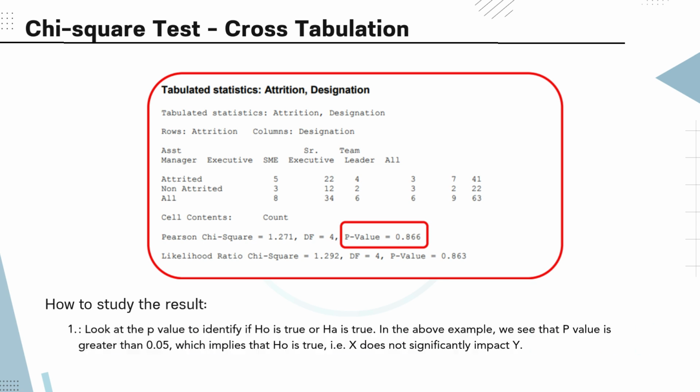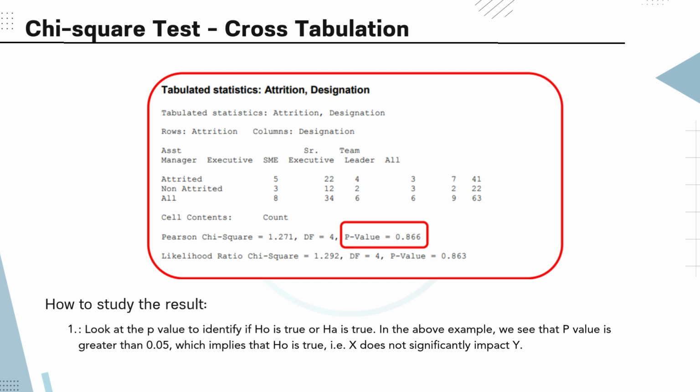This slide presents a practical example of a chi-square test using cross-tabulation, specifically testing the relationship between attrition and designation. Breakdown of the output. We're analyzing whether attrition is dependent on the employee's designation: assistant manager, executive, SME, etc. We're looking at observed counts of attrited and non-attrited employees across designations.